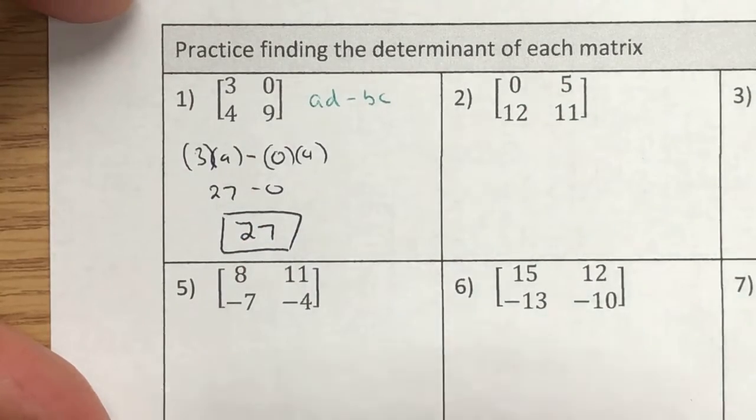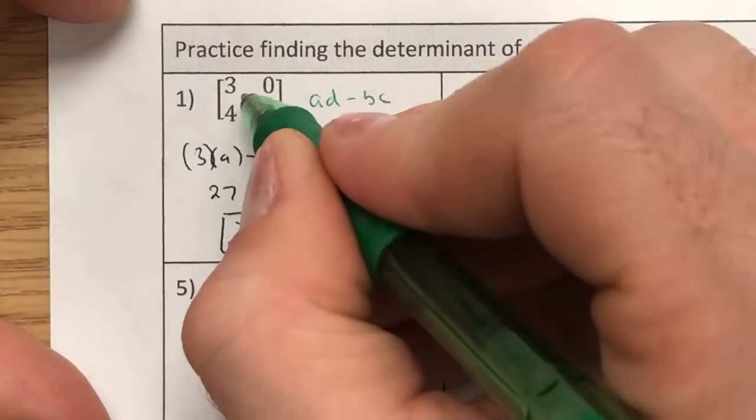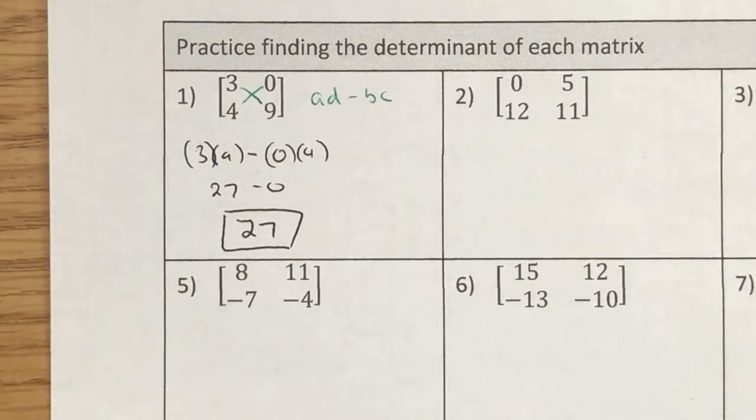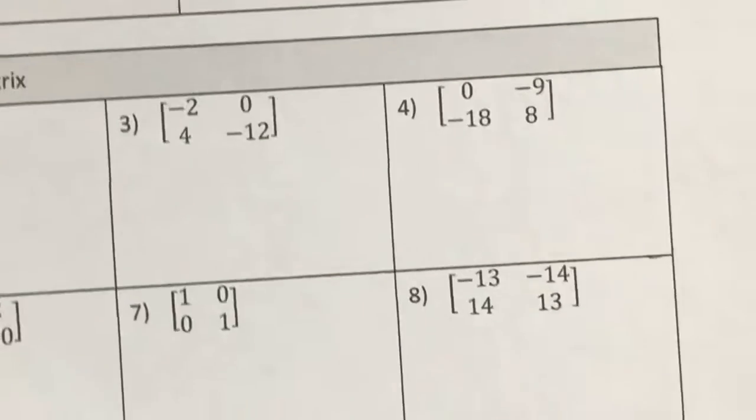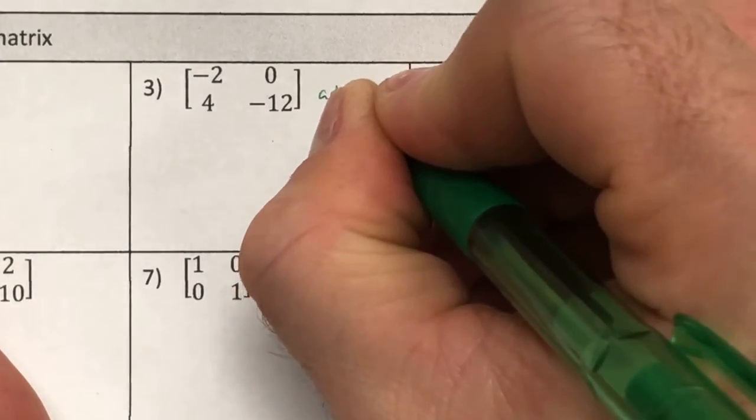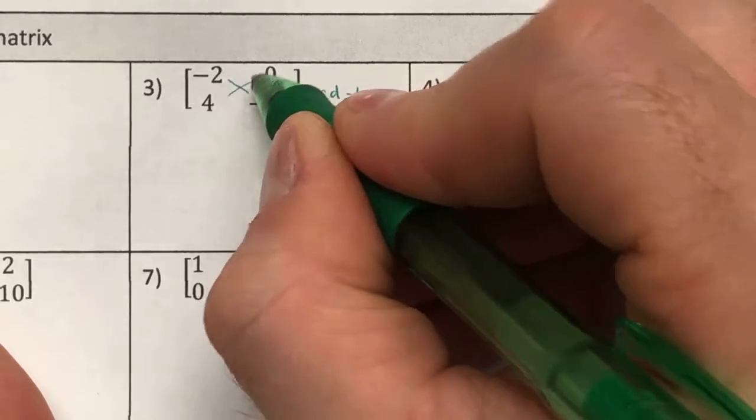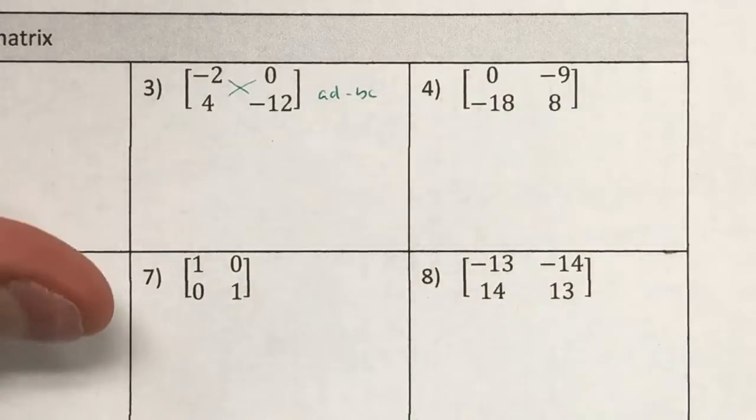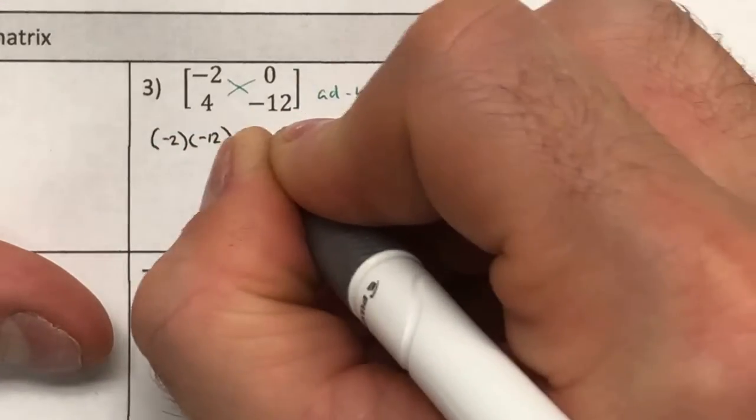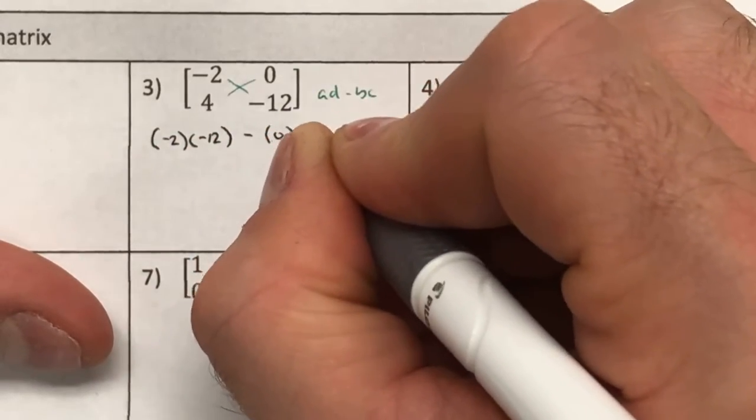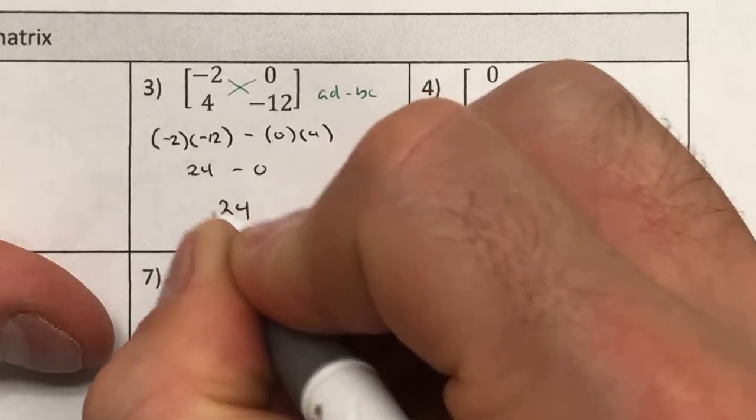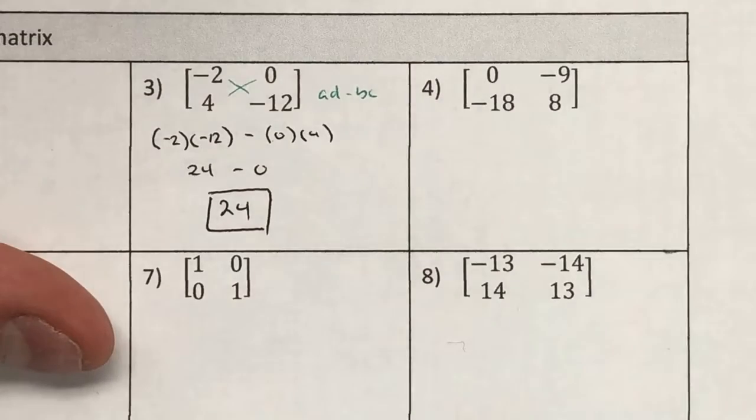Pretty straightforward. So we know it's going to be A times D. So I've got these two, and then B times C times those two. Notice the pattern. Let's try number 3. So I know the formula is AD minus BC. We're going to go ahead and inscribe that pattern again. So A times D is going to be negative 2 times negative 12, minus BC, which is going to be 0 times 4. So that's going to be 24 minus 0, or 24. Awesome.